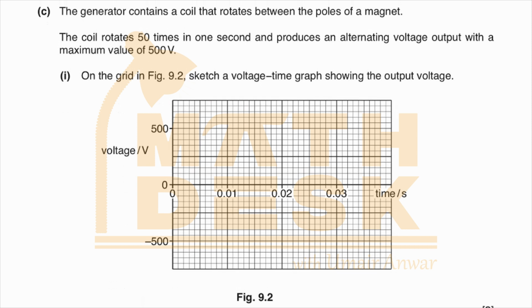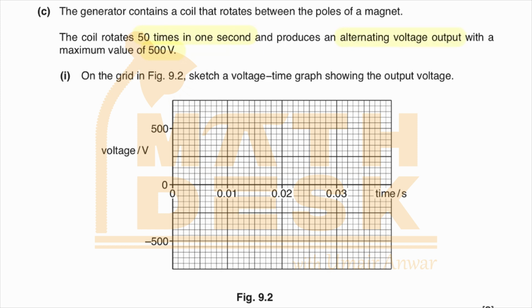The next part says the generator contains a coil that rotates between the poles of a magnet. The coil rotates 50 times in 1 second. So this information is useful and it can give us the frequency of the coils and produces an alternating voltage output with a maximum value of 500 volts. So this is the second piece of information, that it is producing an alternating voltage output and the maximum value for this output voltage is 500 volts.